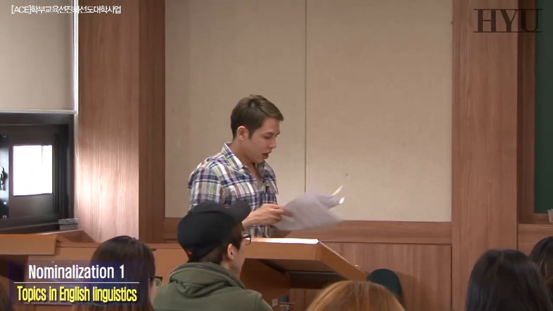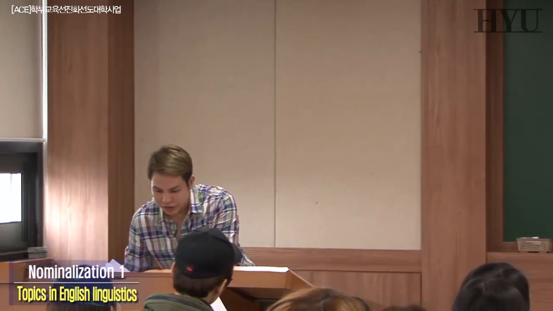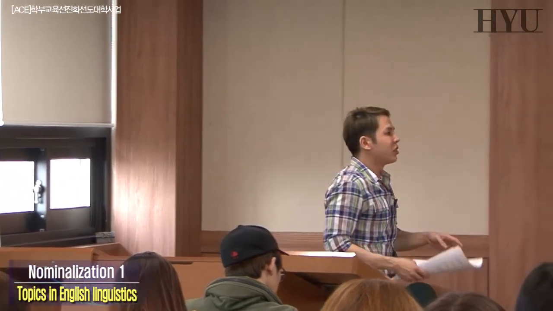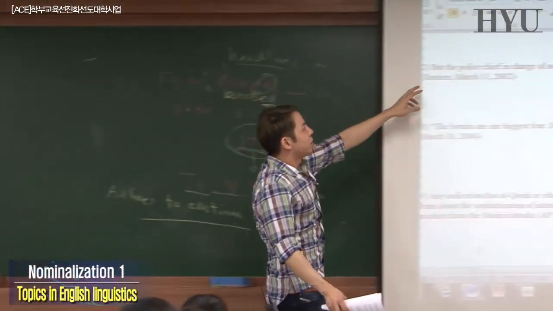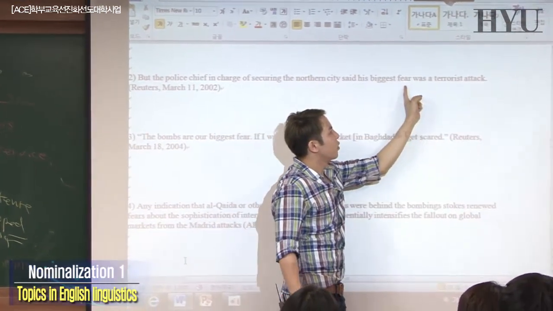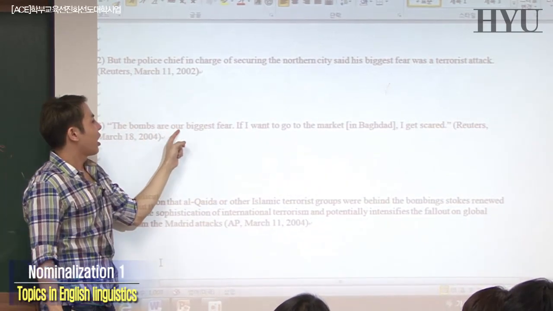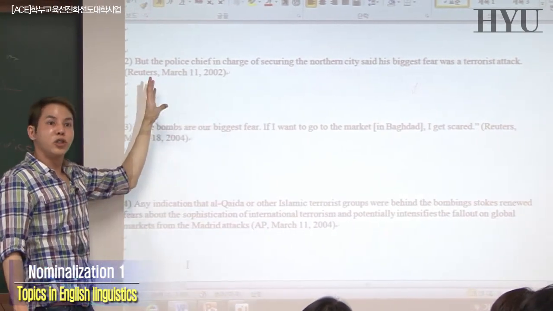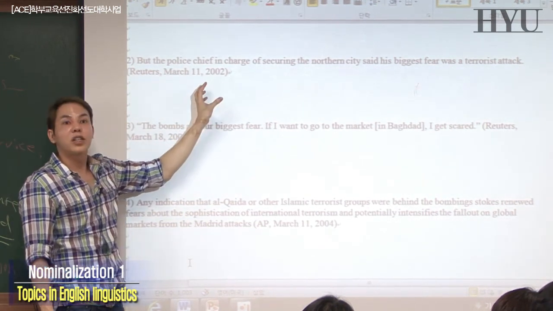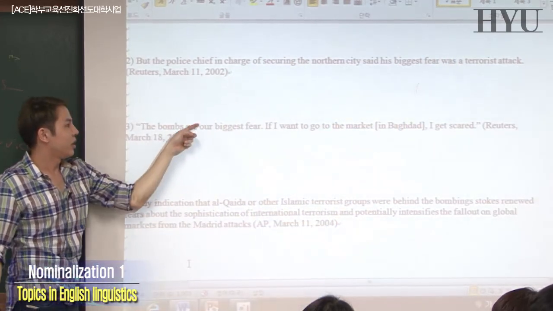And so let's look at number 2. Let me switch back to number 2. We can talk about number 2 and number 3 together. "But the police chief in charge of securing the northern city said his biggest fear was a terrorist attack." And number 3, "The bombs are our biggest fear." So you see two nominalized versions of fear in relational processes, because you have the be verb was, and the be verb are here.